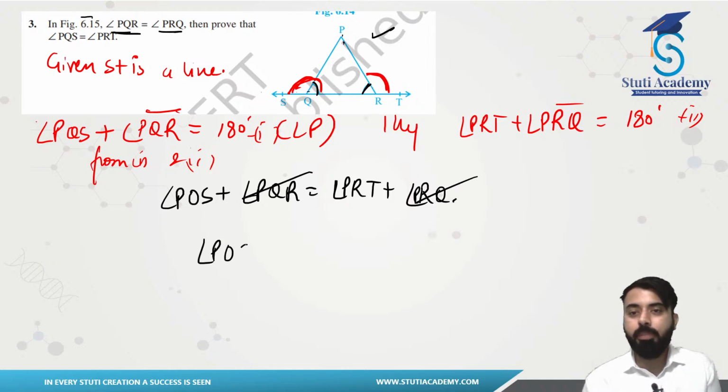So angle PQS will be the same as angle PRT. That is method one, right? And this is quite easy. I think this is straightforward, so you can use this method.